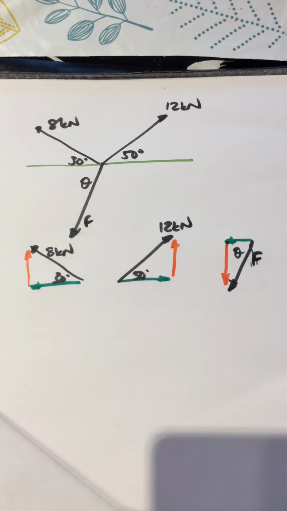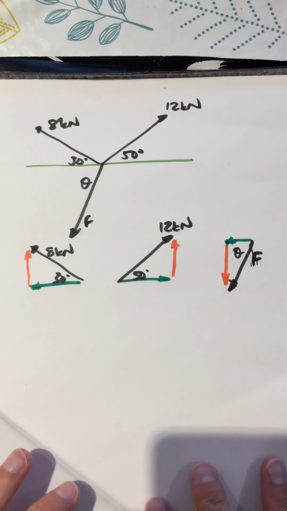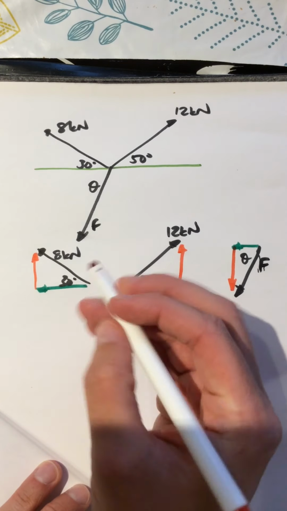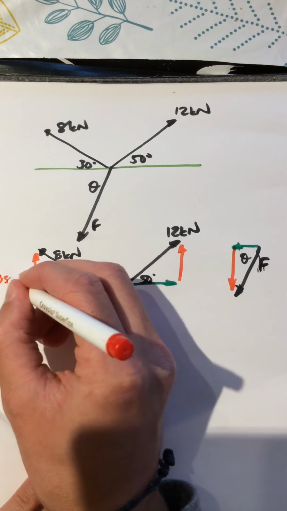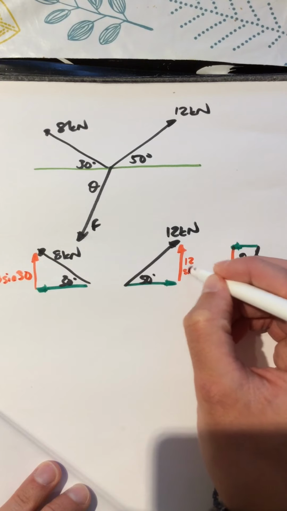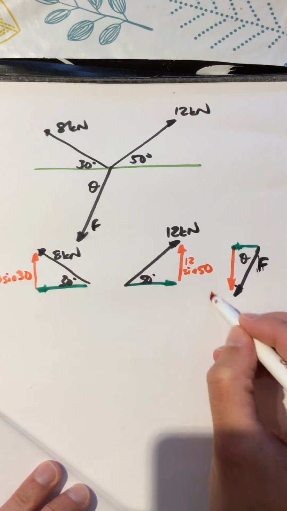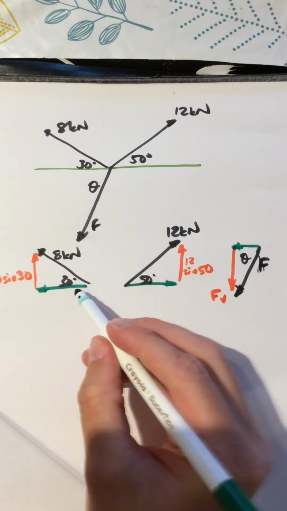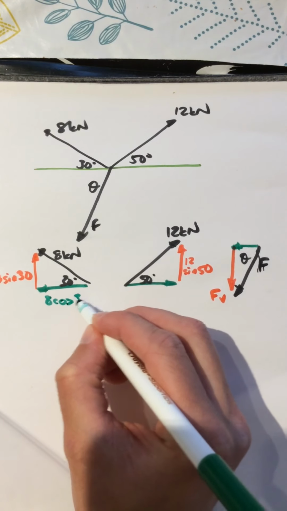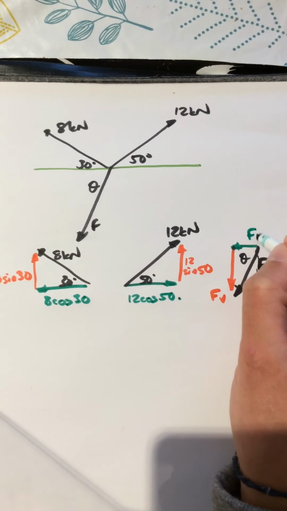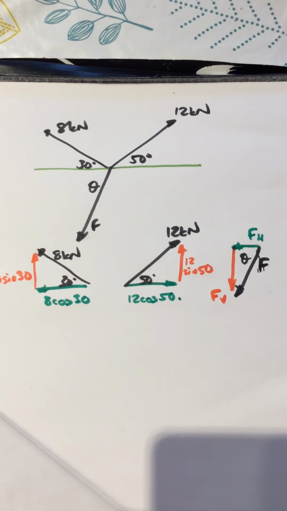So now I'm going to go through and label these using my trig values that we talked about before. So vertical in this case is opposite the angle, so that's going to be 8 sin 30. In this case it's opposite again, so 12 sin 50. And this one we're going to call FV, the vertical component of F. Horizontals now, these two are adjacent, so we're going to go 8 cos 30 and 12 cos 50, and this one we're going to call FH, the horizontal component.